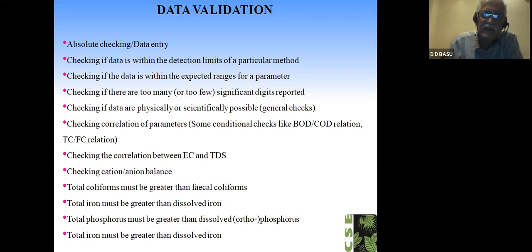Checking correlation: BOD and COD, EC and TDS, there must be a correlation. And cations and anions must balance. Ionic balance should be there. Total iron must be greater than dissolved iron. Total phosphate must be greater than dissolved orthophosphate. Total iron must be greater than dissolved iron, that is ferrous or ferric, right? Very good. This is the validation. Actually, you just validate the data, right?